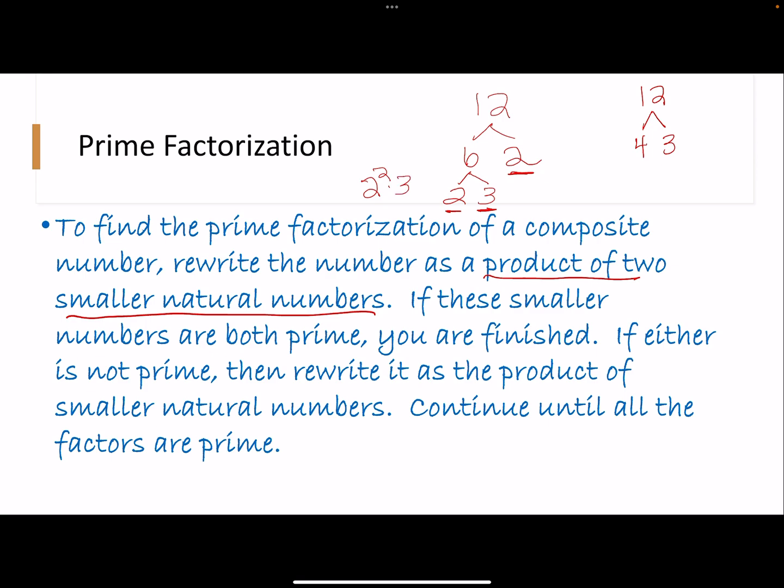I'm going to look at another example of 12 in the way that I broke it up as 4 times 3. Well, I'm going to look at each branch. 4 is not prime, so I'm going to keep going. 4 breaks down into 2 times 2. That's prime, so I stop. 3 is prime, so I stop. I'm still going to end up with 2 squared times 3. You can see that the prime factorization of 12 does not change regardless of what factors I start with. That's what the fundamental theorem of arithmetic tells me. Every number has one unique product of primes.